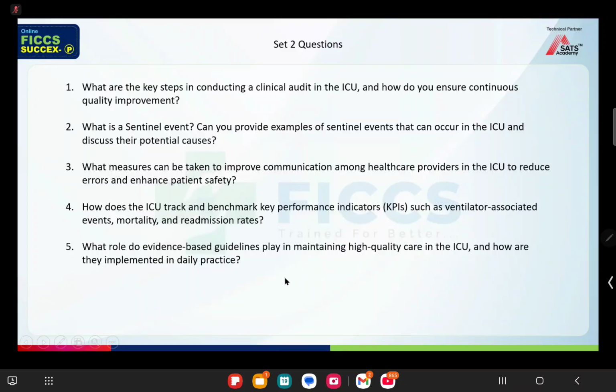Okay. Now you can just tell me how will you track and benchmark the KPIs for mortality, VAE, and readmission in the ICU? The ICU tracks and benchmarks key performance indicators such as ventilator associated events, mortality, and readmission rate. First you tell me about mortality. What is the formula and how do you do it?